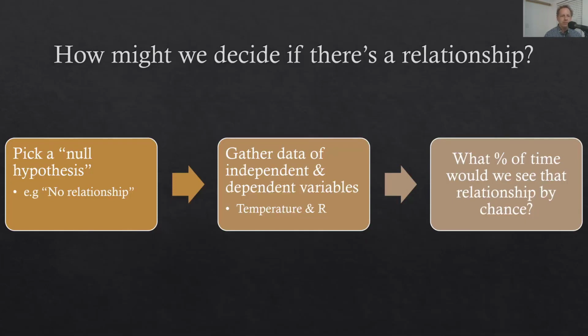And one way to measure that is we use something called a p-value. Here's how a p-value works. We start out with something called a null hypothesis, and the null hypothesis is basically our starting point assumption. So our starting point assumption might be that there's no relationship between temperature and R. And then we gather some data.